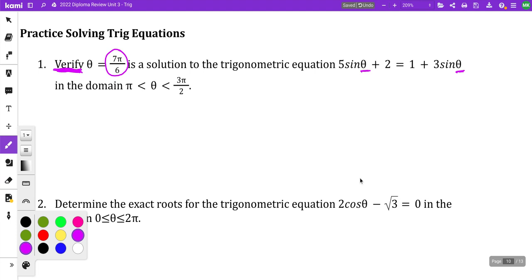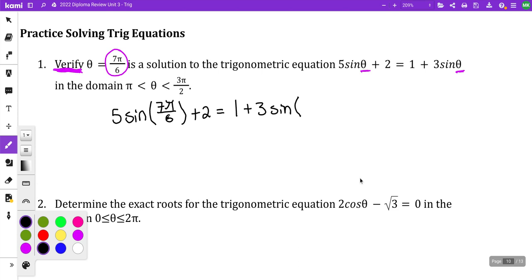Please show your work. Don't just throw it in your calculator and say, yes, it works. You need to show and demonstrate that you know what verify means. It means substitute it. So you should have this now: 5 sine 7 pi over 6 plus 2 equals 1 plus 3 sine 7 pi over 6. At that point, you could throw it in your calculator. You could also calculate this by hand.